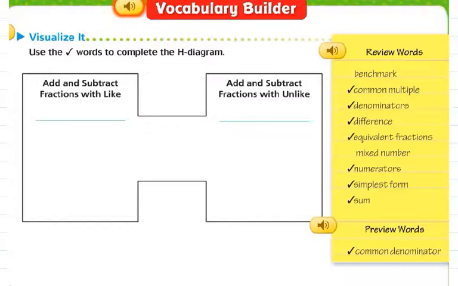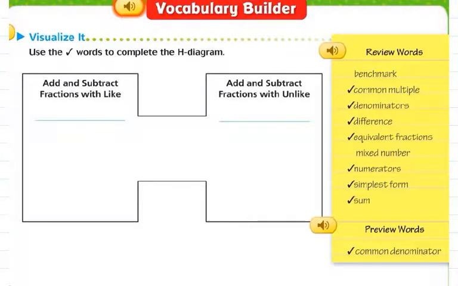Students, we are going to start with the Chapter 6 Vocabulary Builder. Visualize it. We are going to use the words with the check marks to complete the H diagram. So boys and girls, the H diagram shows a relationship between sets of things. So the words that relate to adding and subtracting fractions with like denominators should be placed on the left-hand side. The words that relate to adding, subtracting fractions with unlike denominators should be placed on the right-hand side.